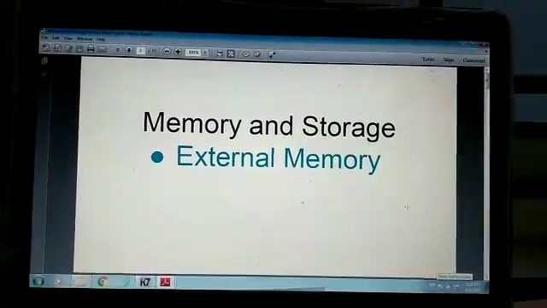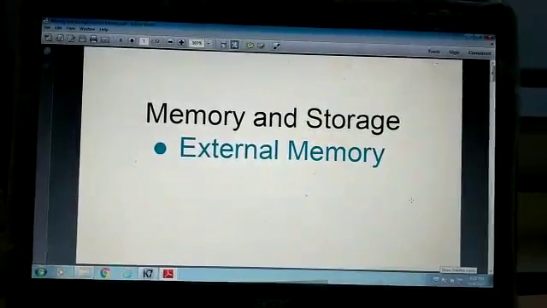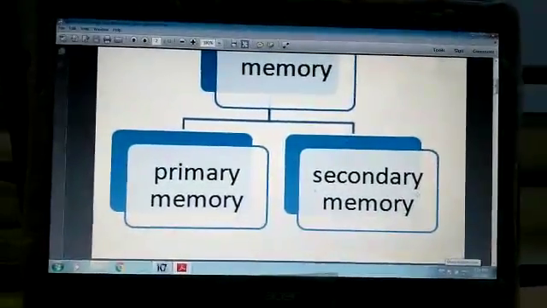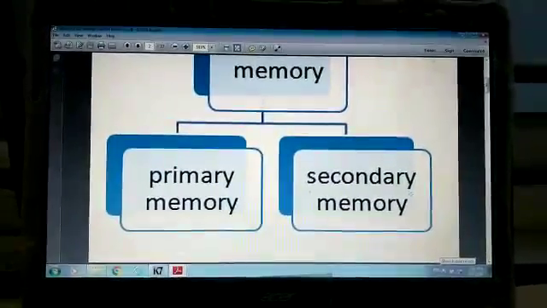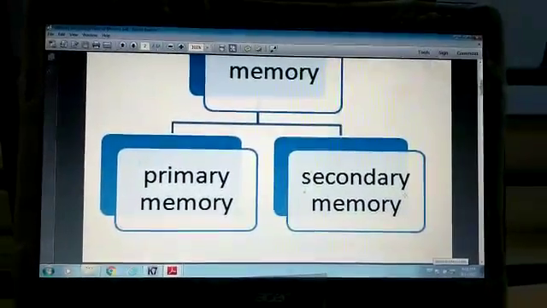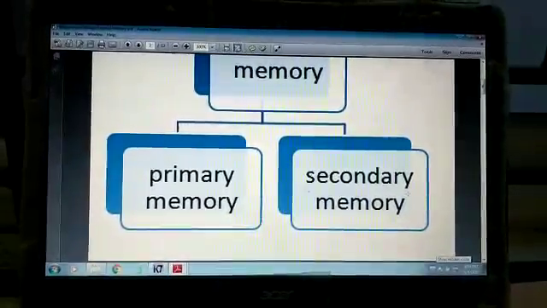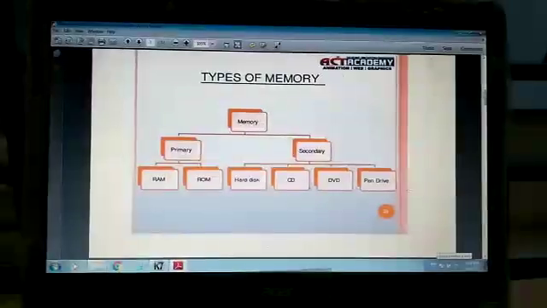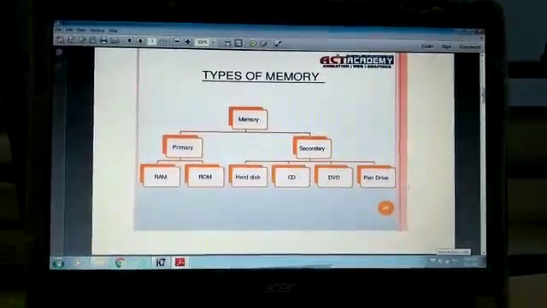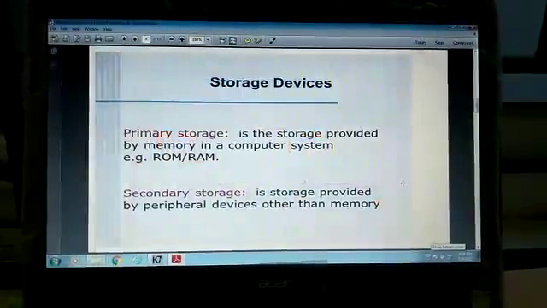The second unit is memory and storage, and the chapter which we are going to see is external memory. Already we know memory can be classified into two, primary memory and secondary memory. We learned primary memory already. Our topic today is secondary memory. Under primary we have RAM and ROM. Under secondary we have hard disk, CD, DVD and pen drive.